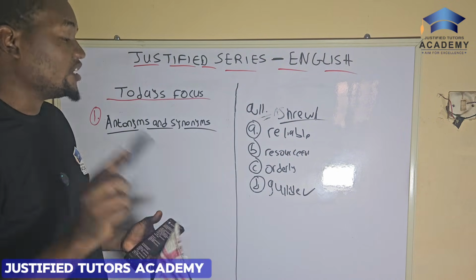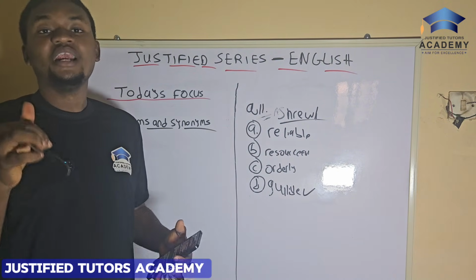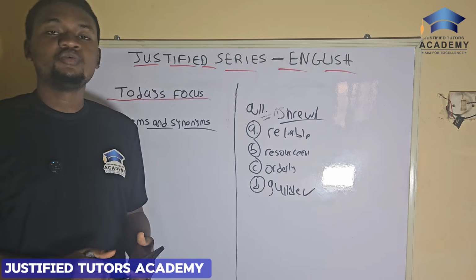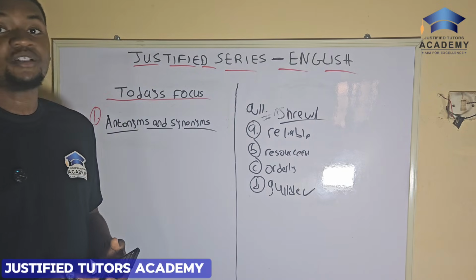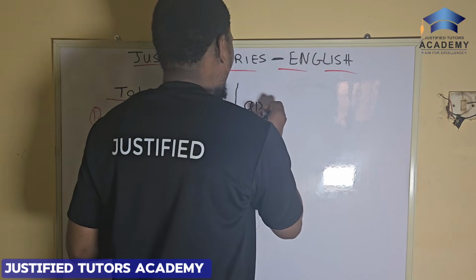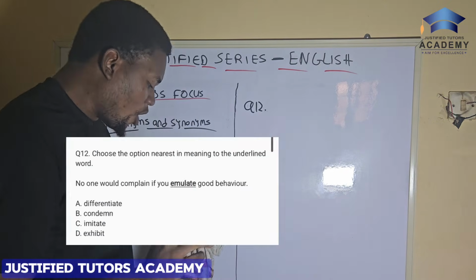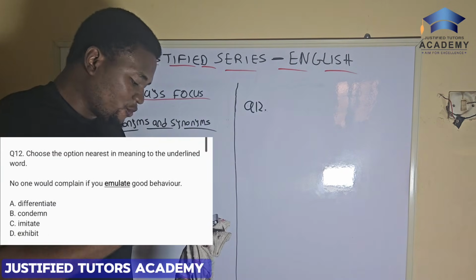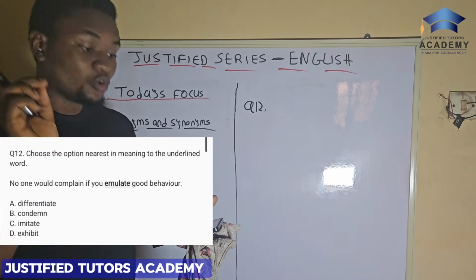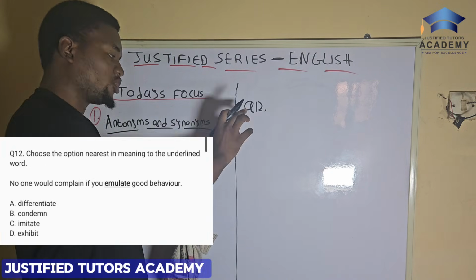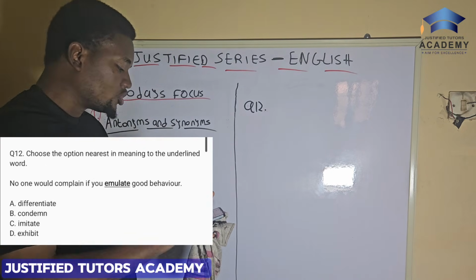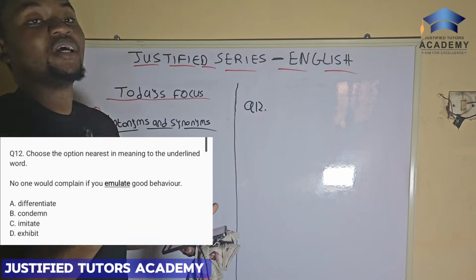All right, guys. If you understand, let me know in the comment section. And also, let's proceed to question number 12. Question number 12 says, no one would complain if you emulate good behavior. It says that you should choose the option nearest in meaning to the underlined word.